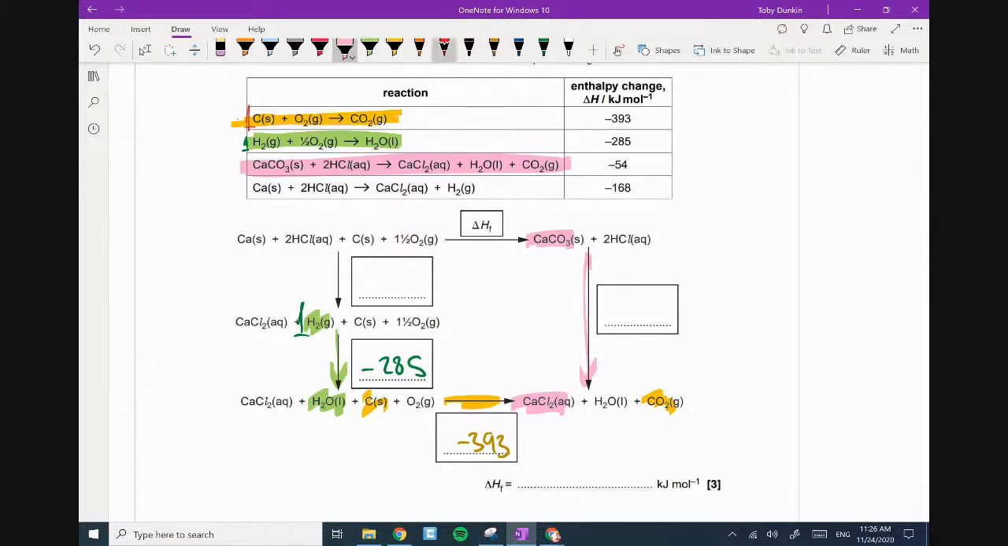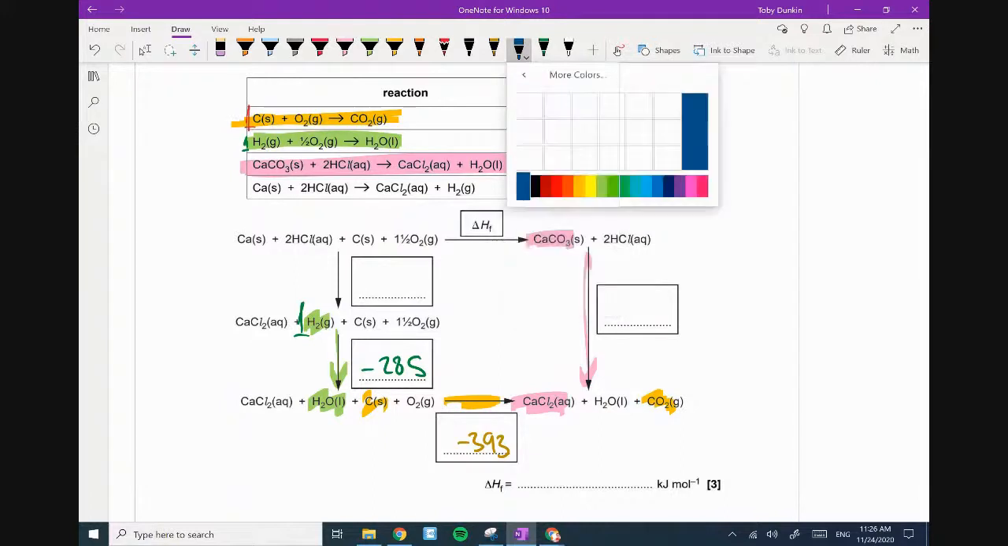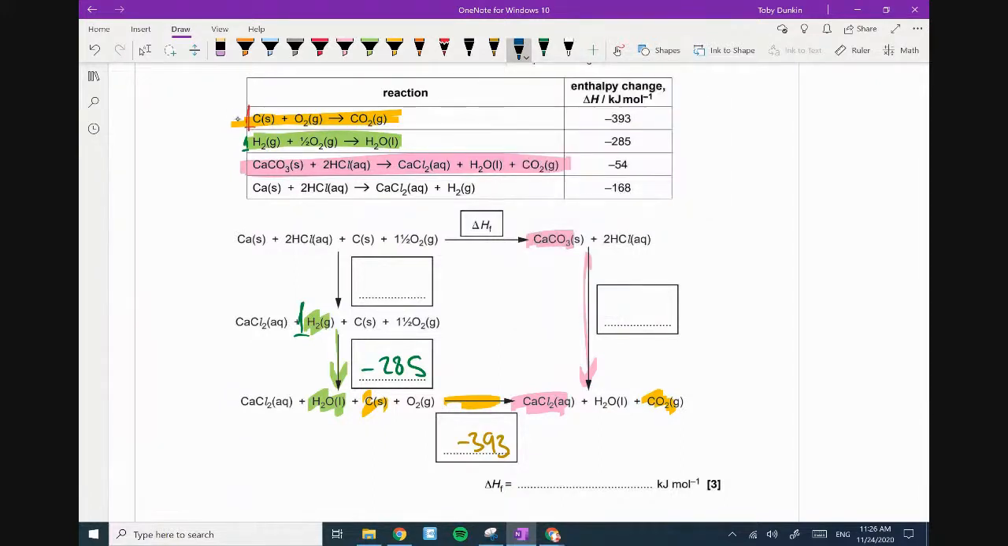The numbers in front of the equations are all the same. That's cool. So I can now go pink. Come on, Mr. Duncan. There we go. So I've got minus 54.